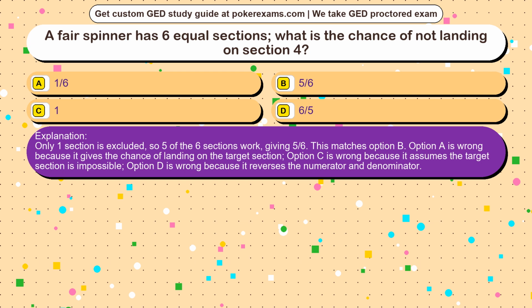This matches option B. Option A is wrong because it gives the chance of landing on the target section. Option C is wrong because it assumes the target section is impossible. Option D is wrong because it reverses the numerator and denominator.